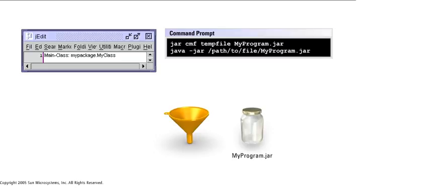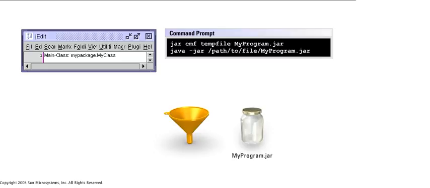Well, we use the jar utility, as we can see in the command prompt example. We give the jar utility the C, M, and F options, and then we give it the name of a file that contains our main class specifier. So in our case, it's temp file. And you can see this temp file over on the left-hand side. It has main-class, and then the package name and class name of the class that contains the main method. This is so Java can find the main method and begin execution.